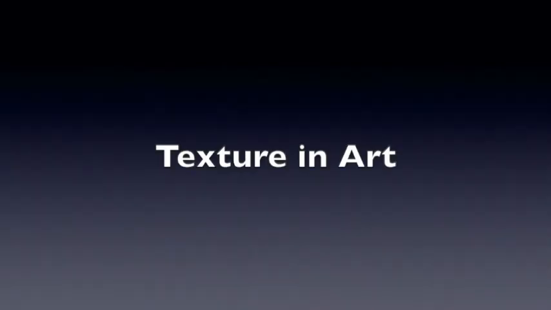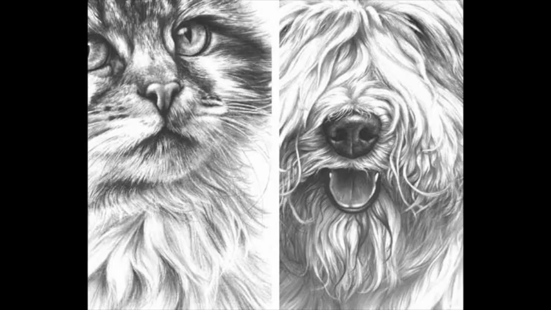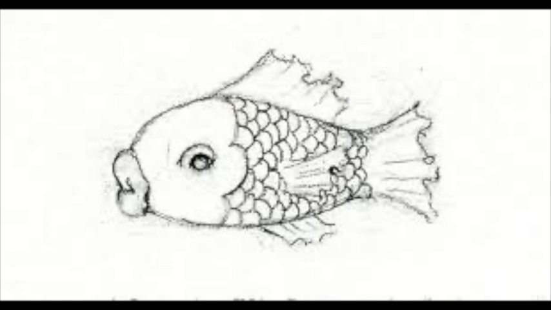So texture in art is this. The reason why artists use texture in art is to make things look realistic and sometimes even to change things. These drawings of a cat and dog look furry, and this drawing of a fish looks scaly in texture.